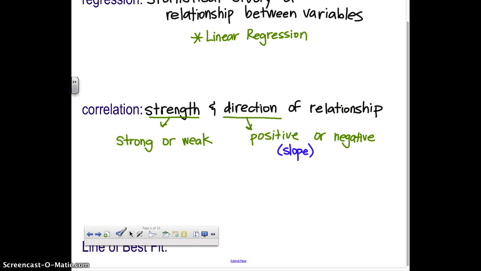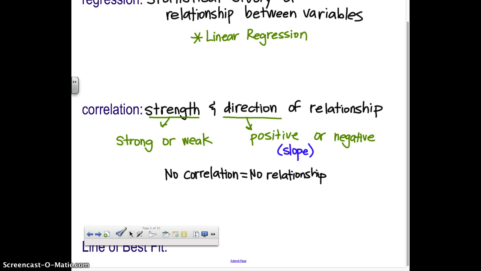So is it strong or is it weak? And then is it positive or negative? Strong positive would be a way to describe. Weak negative would be a way to describe. If there's no relationship, we say no correlation. There's no relationship between the two data points. There's no connection between them.